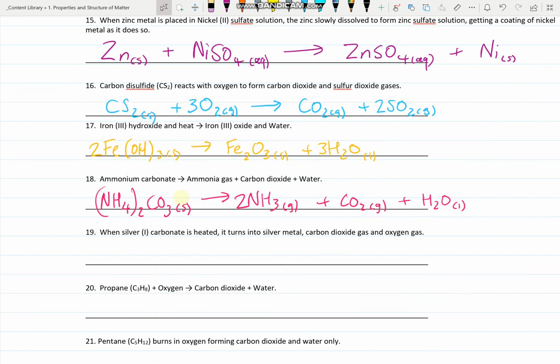Silver carbonate is heated and turns into silver metal, carbon dioxide, oxygen. Okay, so silver is always +1, by the way. Silver carbonate, carbonate's 2-, so I need 2 of that. Carbonate CO3, we can make it solid if it's decomposing. Turns into silver metal, Ag, that'd be nice. Carbon dioxide and oxygen gas.